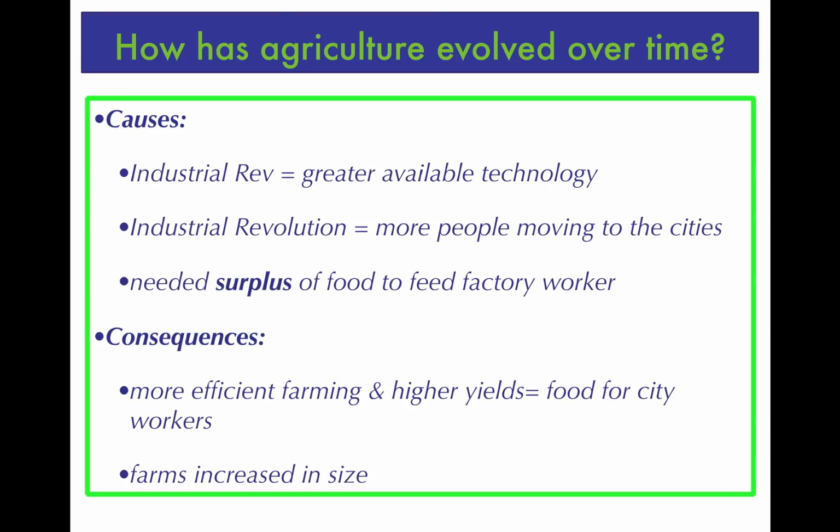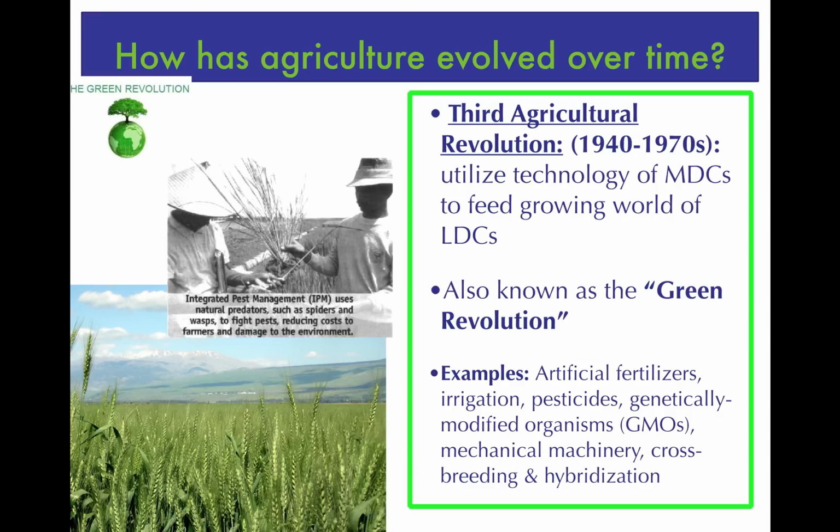Once we've done so, the consequences: we've got much more efficient farming, much higher yields. People can now live in those cities effectively because we can provide the food for them. The technology, like the railroads and the steamboats, allowed us to get the food to them. And lastly, farms have now increased in size because they are now being more productive. That brought us through. So that was about 1750 to 1900.